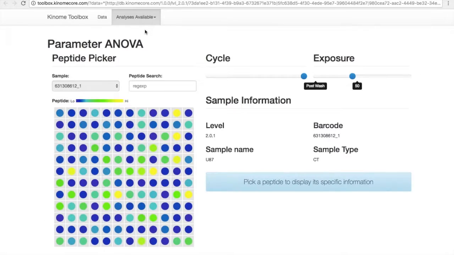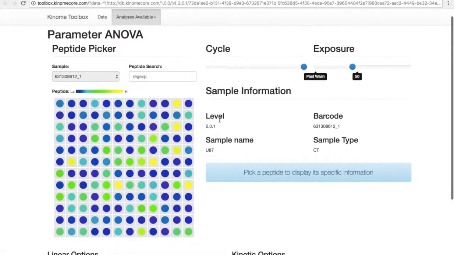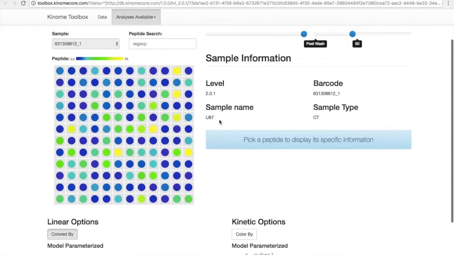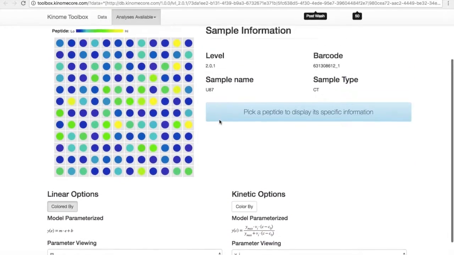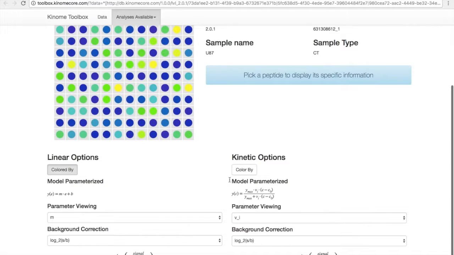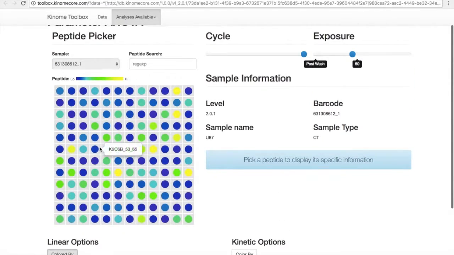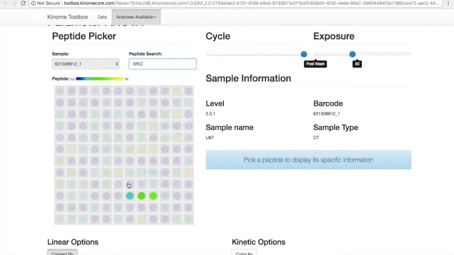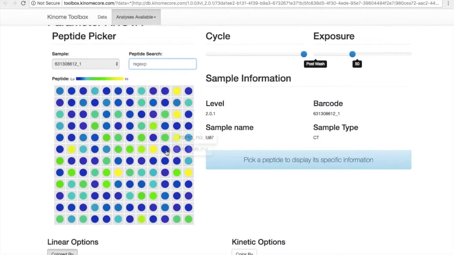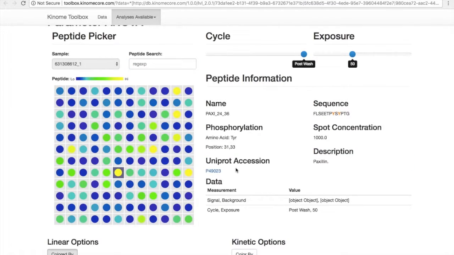If we move over to the ANOVA tab, what we see is another peptide picker. In this case, we can see that no peptides have been picked. So we have some options here as far as what's going to display. But in order to actually display any information, we need to pick a peptide. So this is where this search can come in handy. If I was really interested in the Src protein, I could go ahead and find the Src protein in this list. However, this is colored for things that have differences versus things that have very little differences. So I'm going to go ahead and select something that I know has a difference.